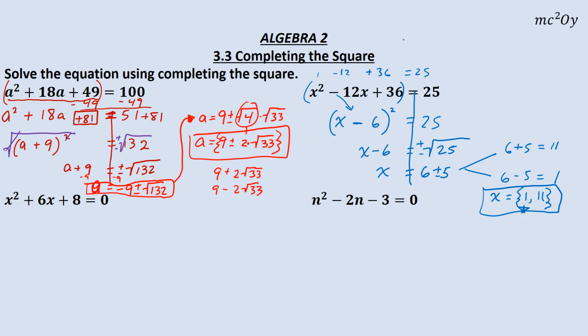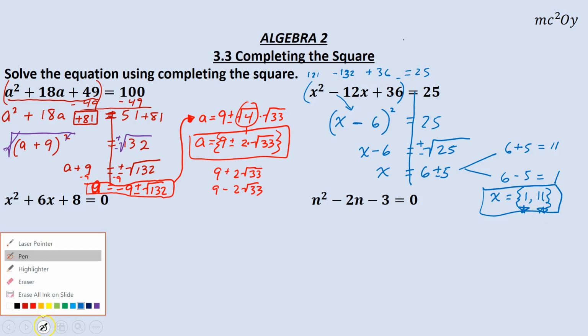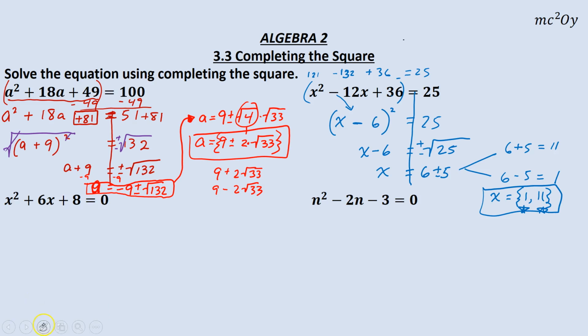Trying 11. 11 squared is 121. Okay. 12 times 11 is 132. And plus 36, well, 121 minus 132 is negative 11. Negative 11 plus 36 is 25. That one worked out. So just check your work. A lot of times you can find out if you made a mistake and then fix it before you move on. All right, let's go ahead and try a different color here.